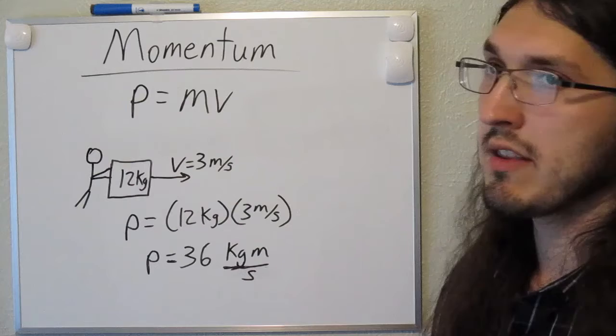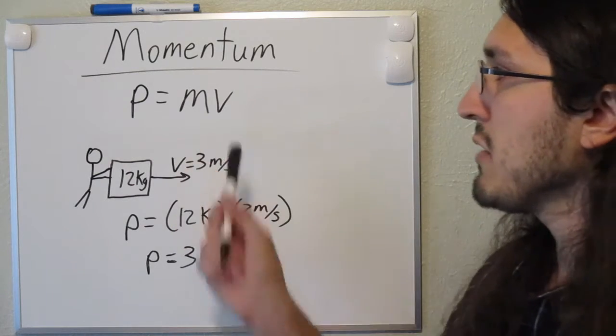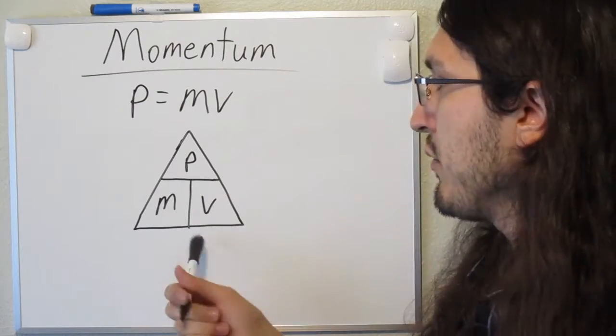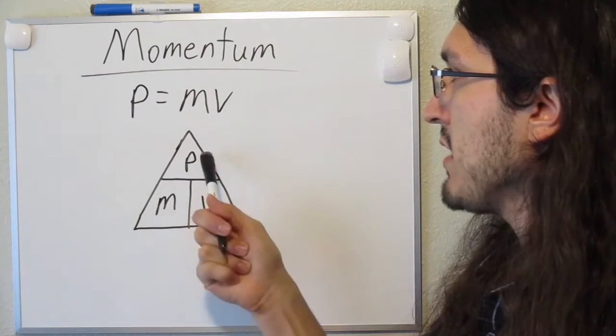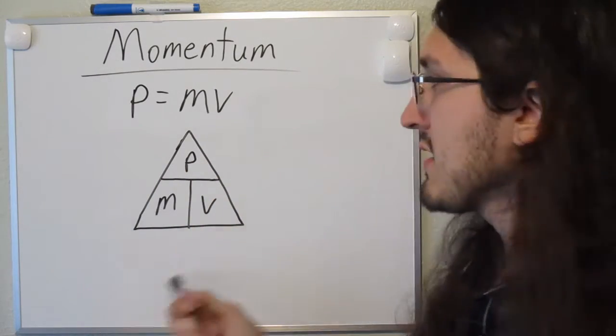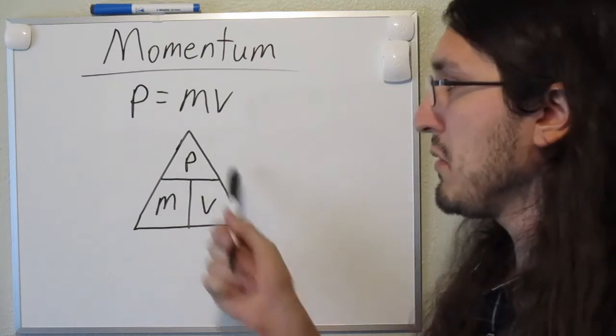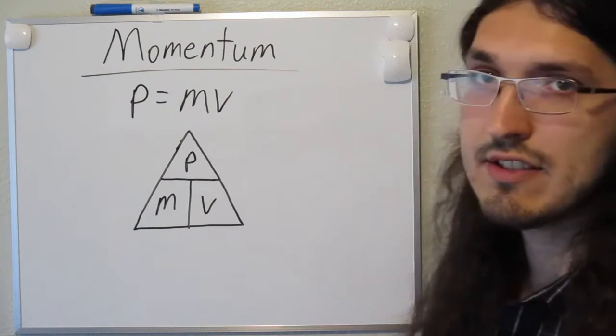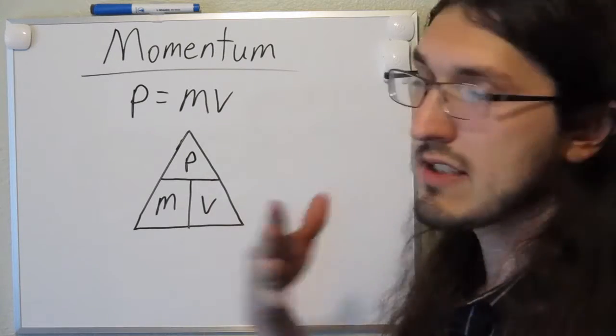This momentum equation is a fairly easy equation to work with. I'm going to show you a trick that you can use to solve for the other variables in a very simple system. Here I've drawn a triangle with the variables momentum on top and mass and velocity on the bottom. You might already be familiar with how to use these kinds of triangles to solve for the variables within, but if not, let me explain. Whatever variable I want to solve for, I have to cover that variable up. And so let's say I want to solve for momentum.